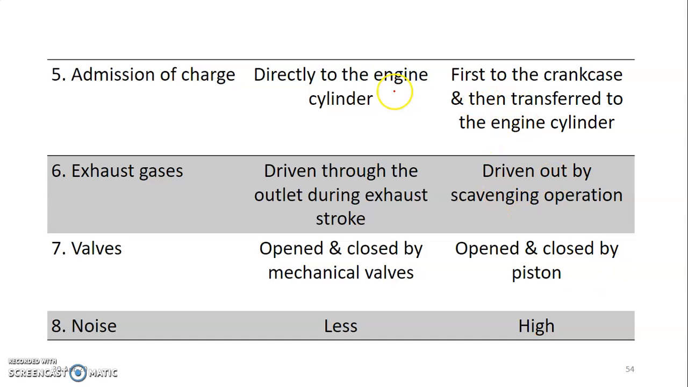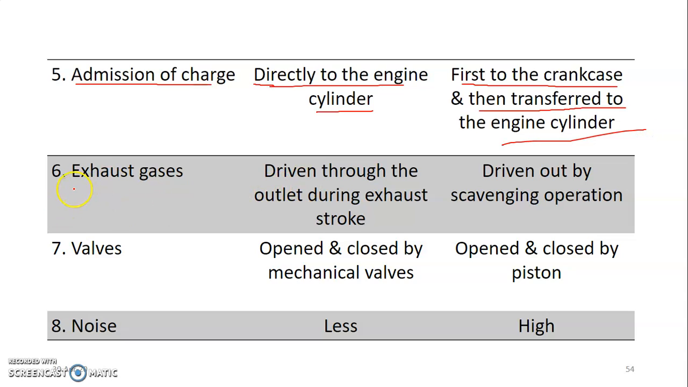So that is another difference. Here we have the fifth difference, that is admission of charge. Admission of charge means the entry of air and fuel mixture into the engine cylinder during the suction stroke. In a 4-stroke engine, by opening the inlet valve, we can directly make the air and fuel mixture enter inside the engine cylinder. But in a 2-stroke engine, the air and fuel mixture first enters the crankcase, then it enters the engine cylinder through a transfer port. So that is another difference.